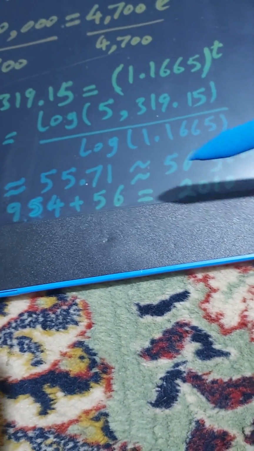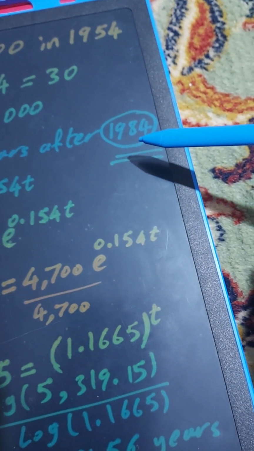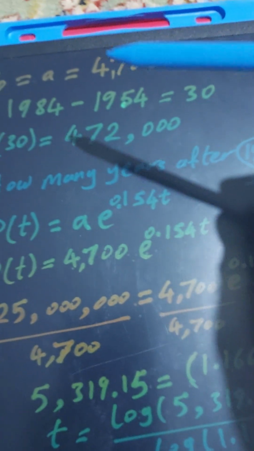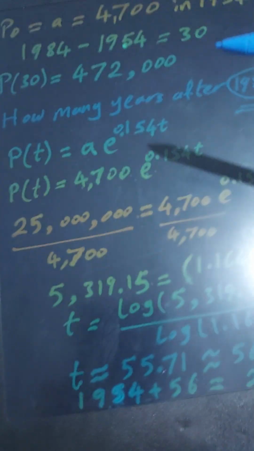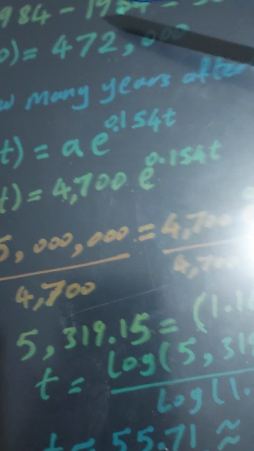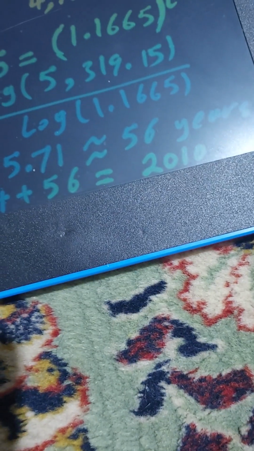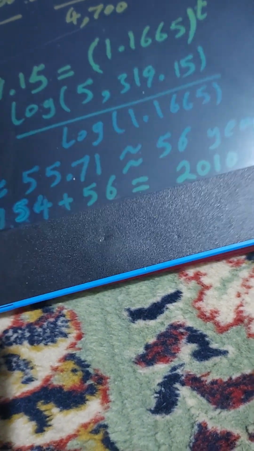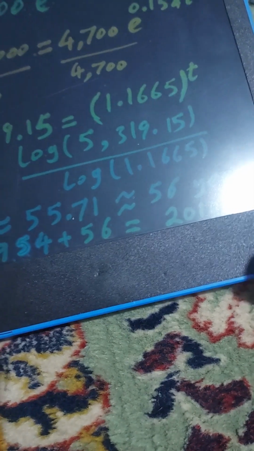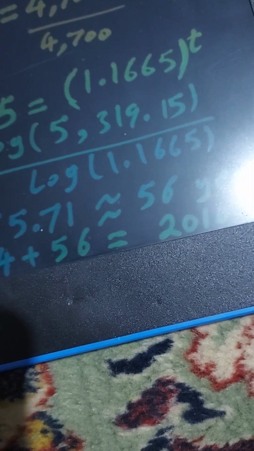But 56 years does not satisfy the question. The question asks after 1984, not after 1954. So that means the 56 years is from the initial year, 1954. To calculate how many years from 1984, we can do 56 minus 30. That will give us 26 years.